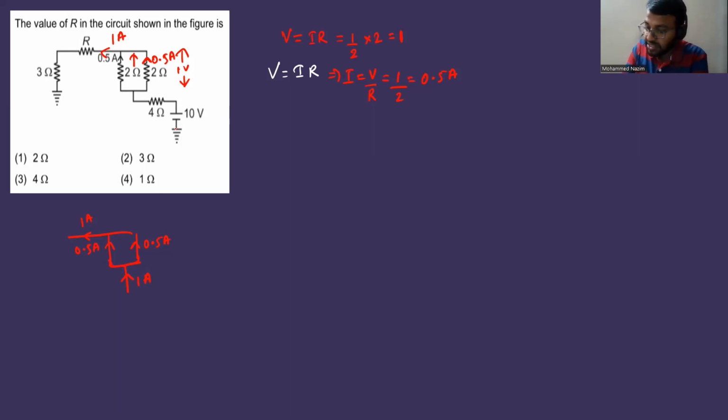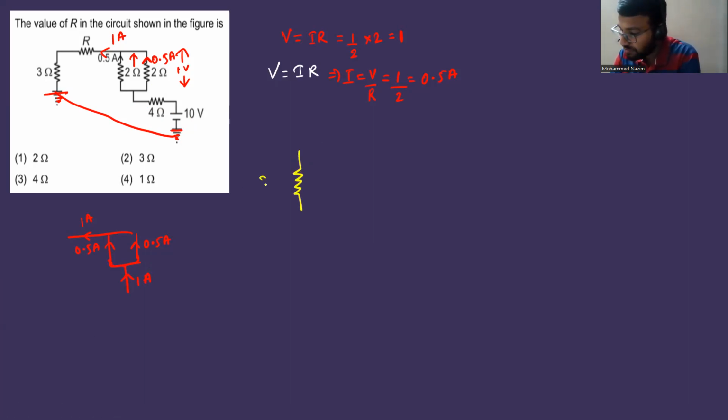Now here you can see that this negative terminal is grounded. This is also grounded, isn't it? Since both are grounded, both are at 0 volt potential, so you can connect them. This is also ground, this is also ground. So you can basically connect these two. So what will you get now? Now you redraw the circuit.